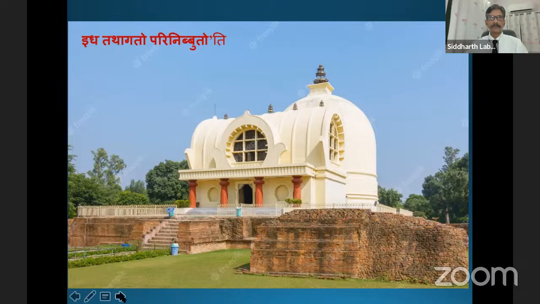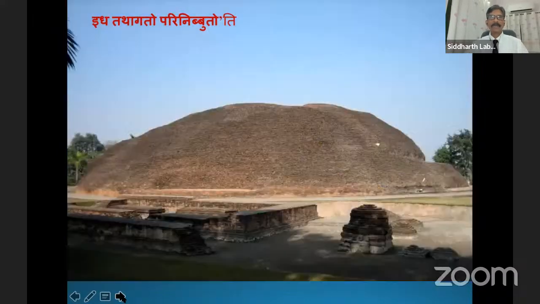Here, there are 2 places. Here he just passed away, and here his body was cremated. This place is just 2 kilometers away. This is called the Ramabhara Stupa. I suggest that everyone go there and meditate. And I think the entire Mahaparinibbana Sutta has to be recited here, and not only recited, but understood.